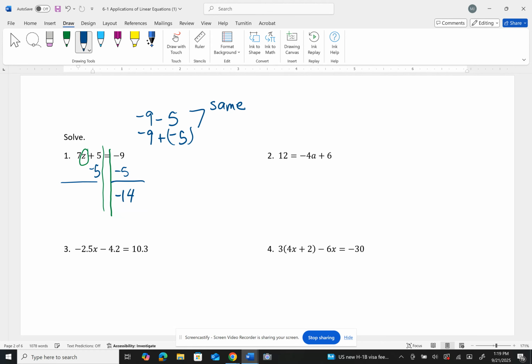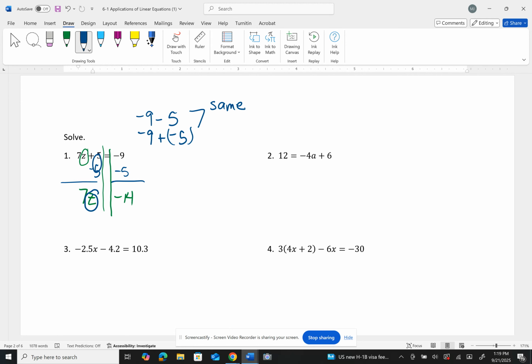So we'd have negative 14 on the right side, and we subtracted 5 to make the 5 go away, because 5 take away 5 would be 0. So on the left side, we have 7z, and on the right side, we have a negative 14. I like to put an extra mark on my z, otherwise they sometimes look like 2's. Okay? So remember, I'm still working on trying to get this by itself.